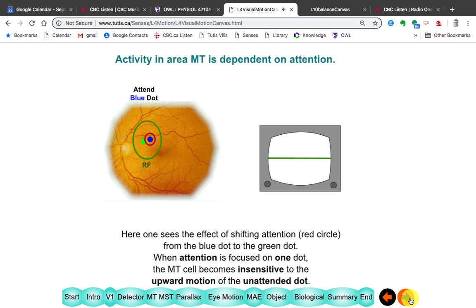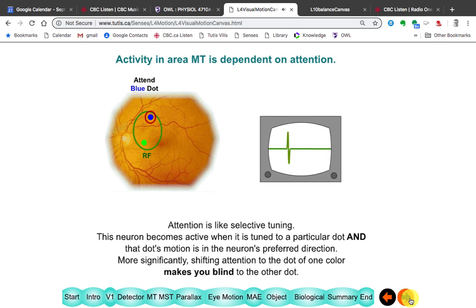So when you're crossing the street and you're not attending to cars because you're looking at your cell phone, guess what? So basically, you're blind to the dot you're not paying attention to, and you're blind to the car that might be heading towards you.